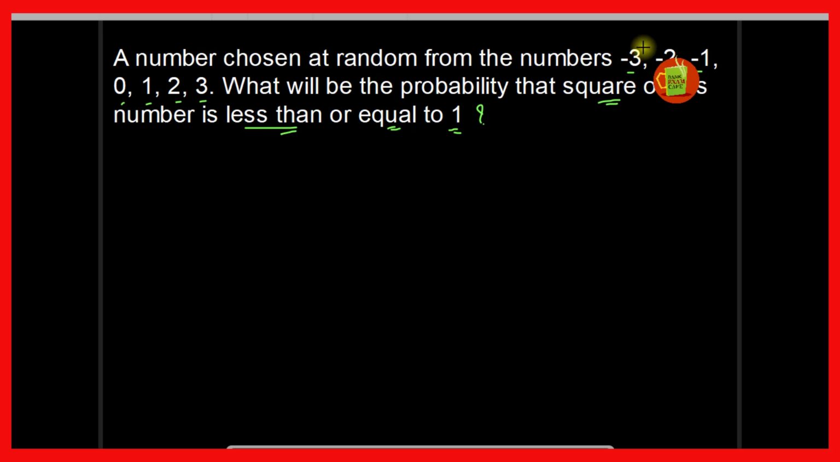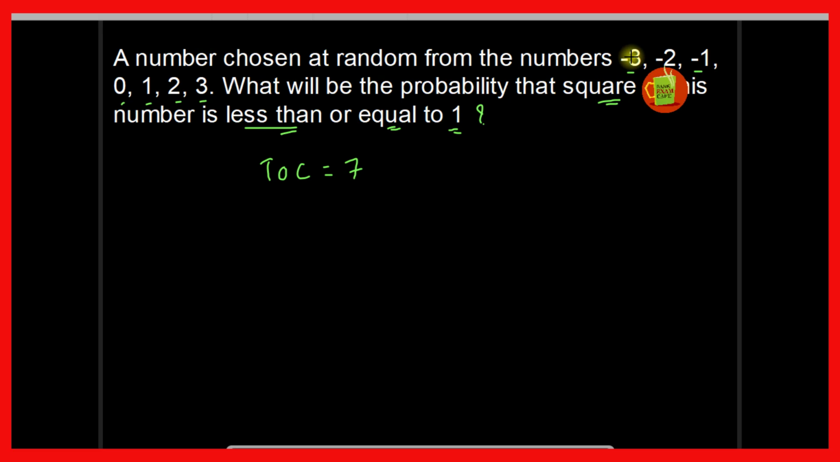Friends, the given numbers are -3, -2, -1, 0, 1, 2 and 3, and one number is chosen. Out of these 7 numbers, any one number can be chosen, and therefore the total outcomes will be 7. And we want the square to be less than or equal to 1, so we will take the squares of these numbers.